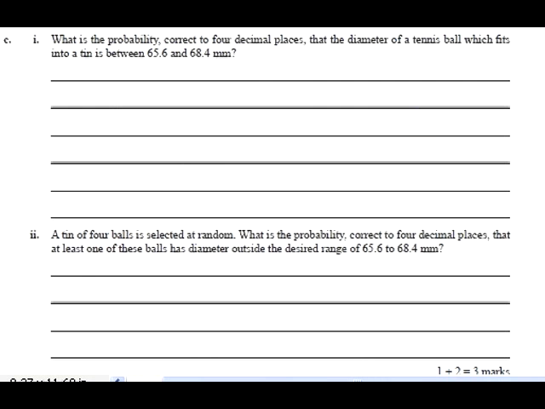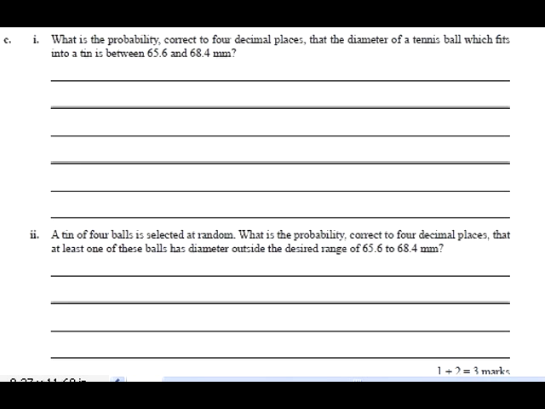Alright, see part 2. What's it say? Part 2 says, now you get a tin of 4 balls selected at random. What is the probability, correct to 4 decimal places, that at least one of these balls has diameter outside the range? Okay, what is going on here? What kind of distribution are we looking for? The answer is binomial, right? Every ball has the same chance of being outside the range, and you have 4 of them.